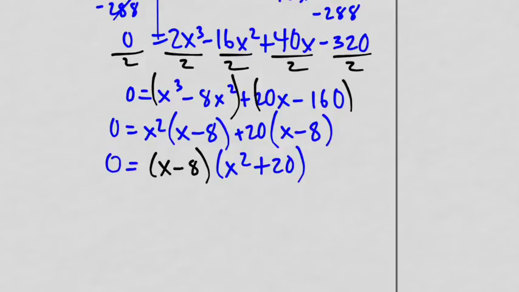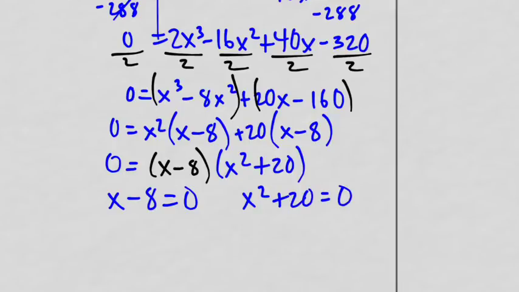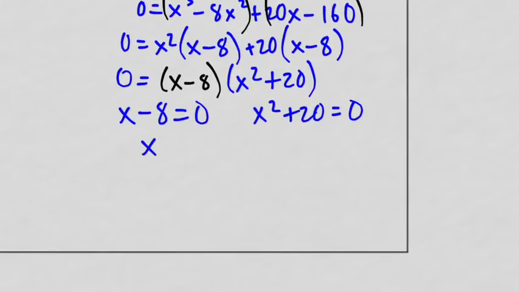To finish it, set both of those equal to 0. That was the whole point of setting it equal to 0, of moving the 288 over to the right, so that I could do this last step. X minus 8 equals 0, and also x squared plus 20 equals 0. Solve the one on the left. That should be pretty easy. X equals 8. Done with that one.